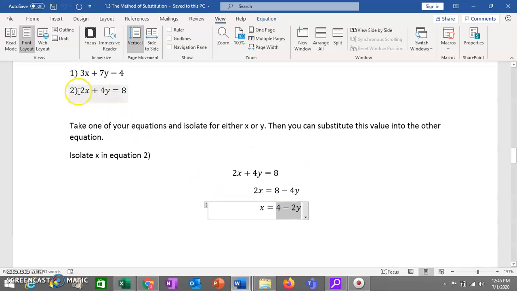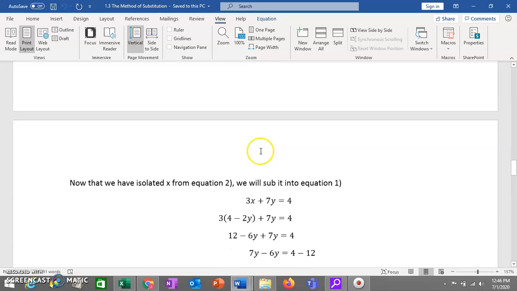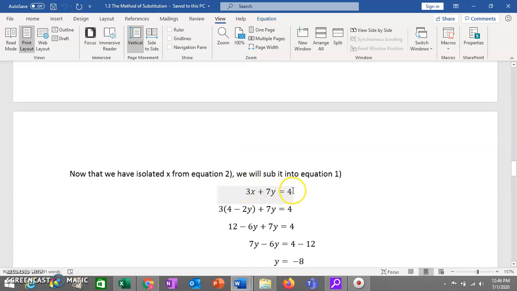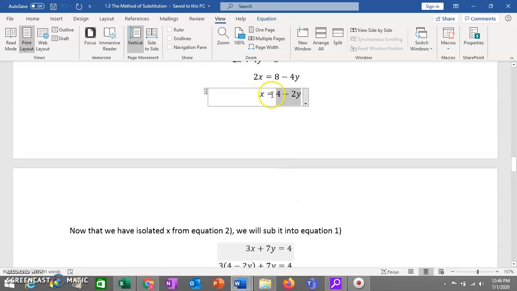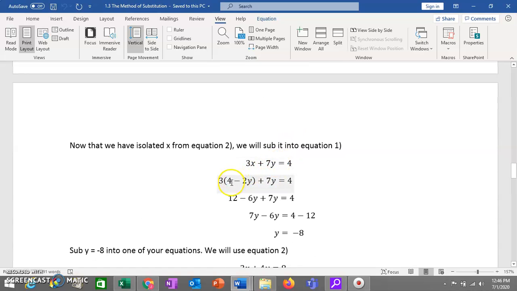I used the second equation, so I'm now going to take this 4 minus 2y, which is the same as x. Since this thing is the same as x, it can replace or substitute x in the first equation. So that's what we're going to do. I write the first equation here, then take what x is equal to and replace x with it. Remember that everything has to go in brackets, because if you don't do that, you're not going to distribute correctly.